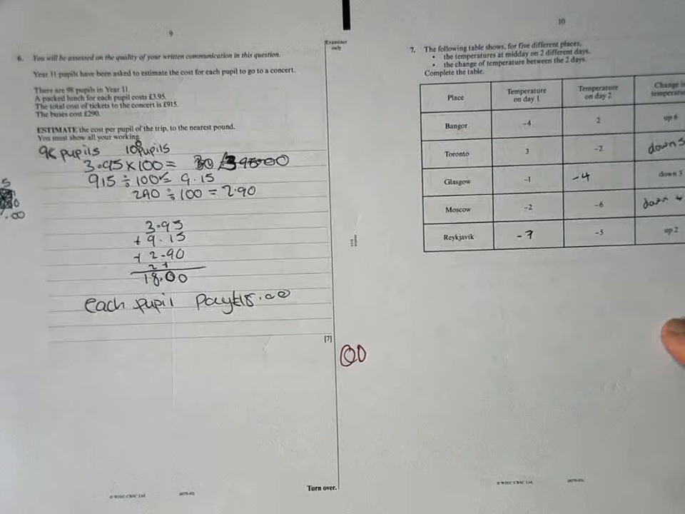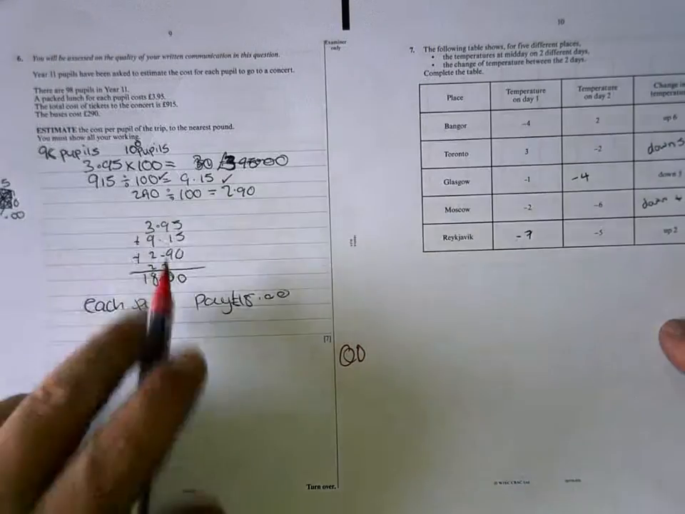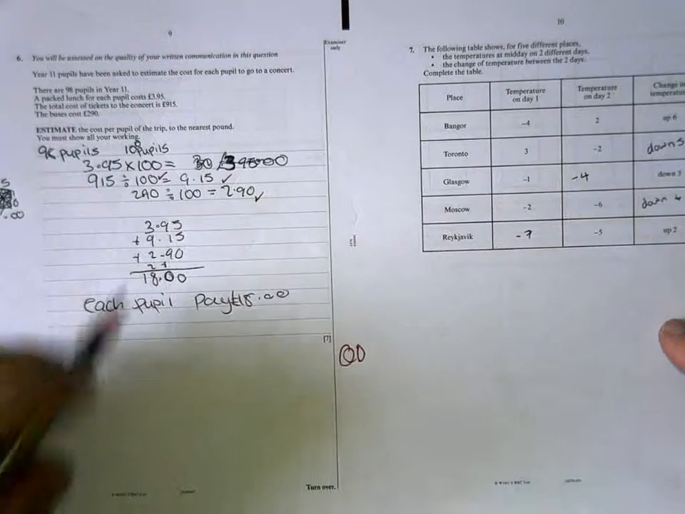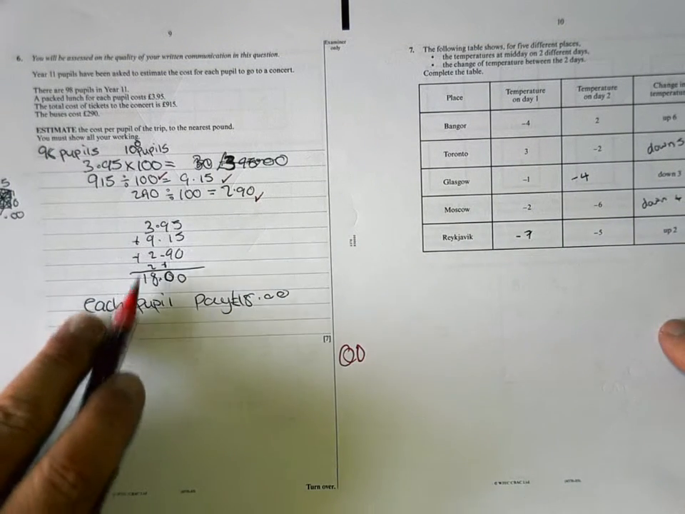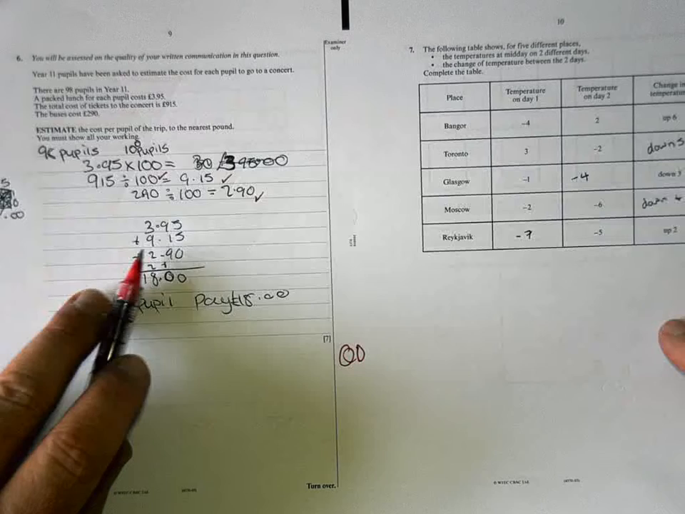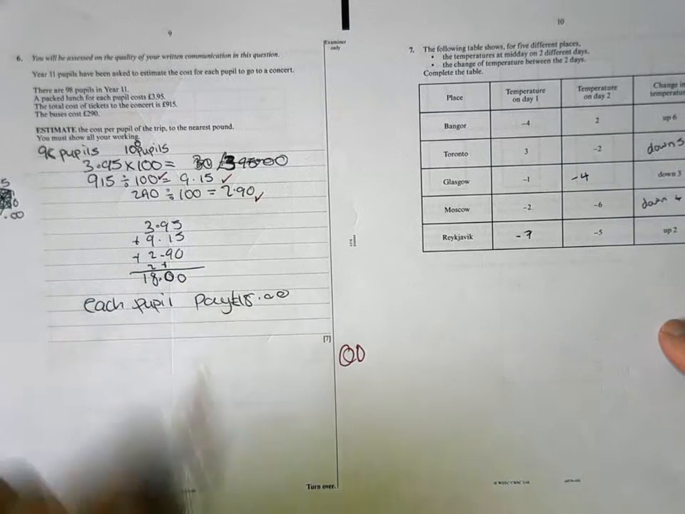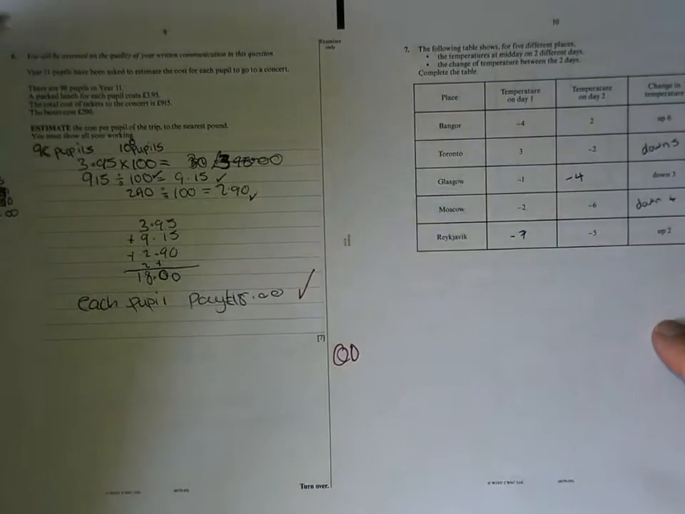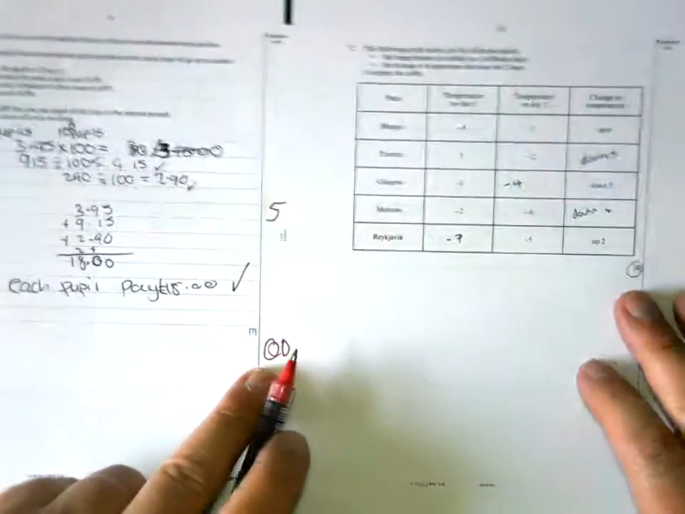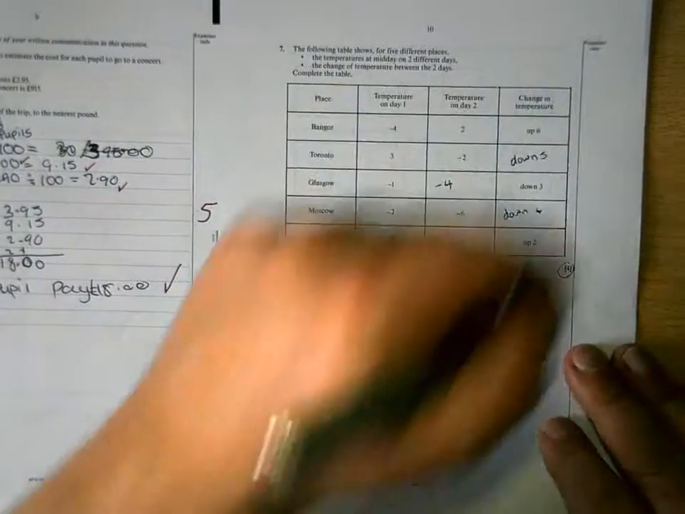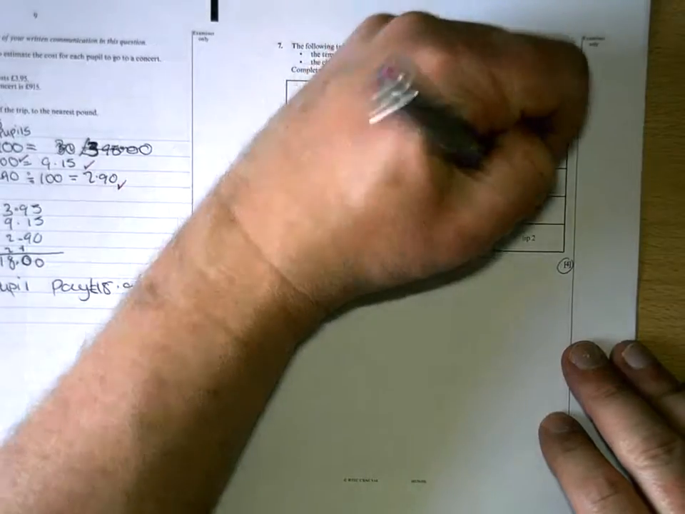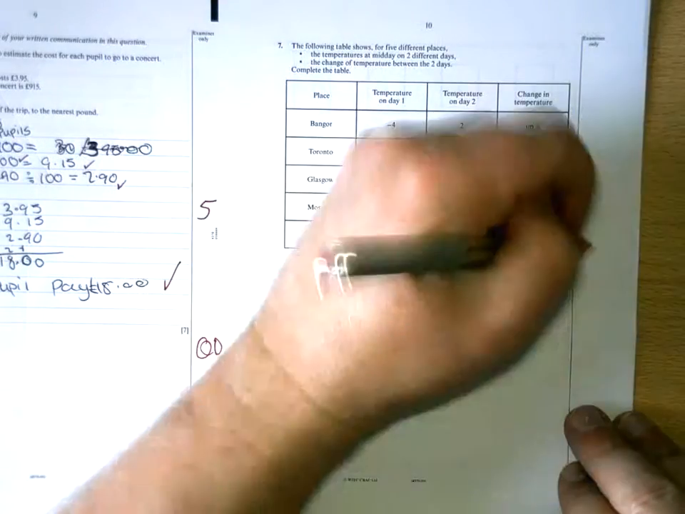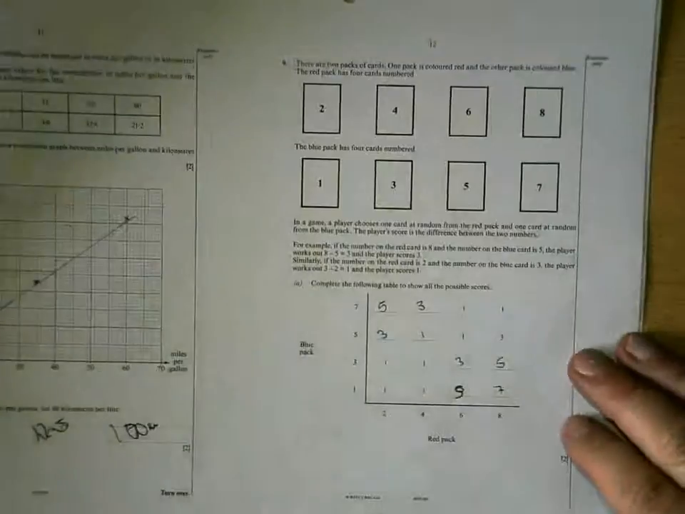So you've done £3.95 times 100. Then you've done 915 divided by 100, which is that. 290 is £2.90. So you've added those together. So you've got the 395, you've got the 915 and the £2.90. And that comes to £18. So that's okay. There's nothing wrong with what you've done there, other than you haven't explained what you're doing. So you're going to lose those 2 marks there. So there's 4 marks for that, 9 for the page.